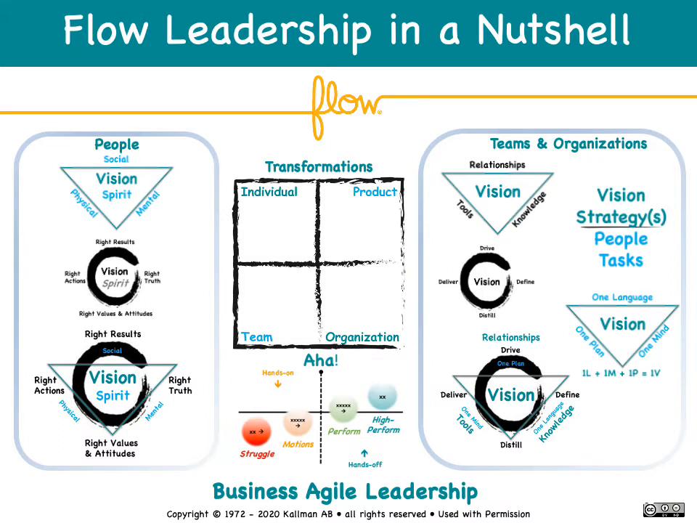As always, we have the transformation box in the middle, the 4 lenses there, or the 4 main tiles: individual, team, product, and organization. We have the AHA curve that we use for people, teams, the product program level, and the organization level. And then for the teams and the organization, we have a mirror image of the original model Ted had for people. We have that for the team, where you have business knowledge, tools and technology, and relationships communication at the top. We also use vision, strategy, people, and tasks here for the team level.